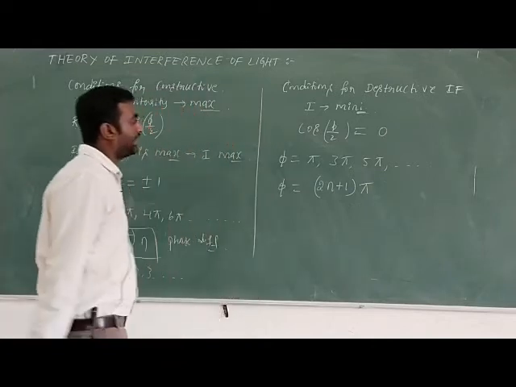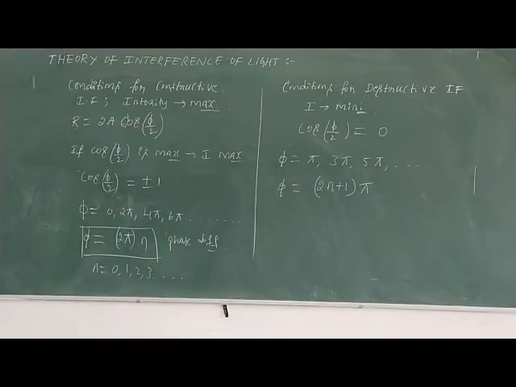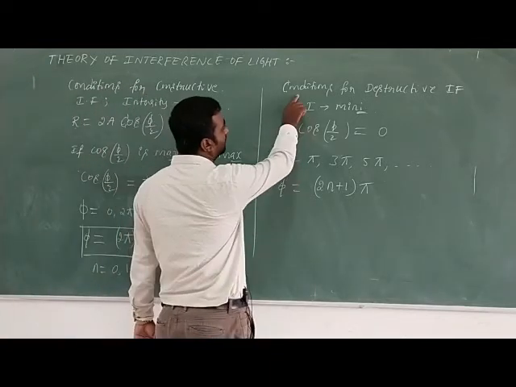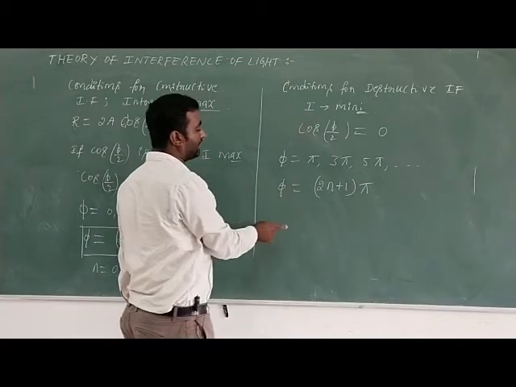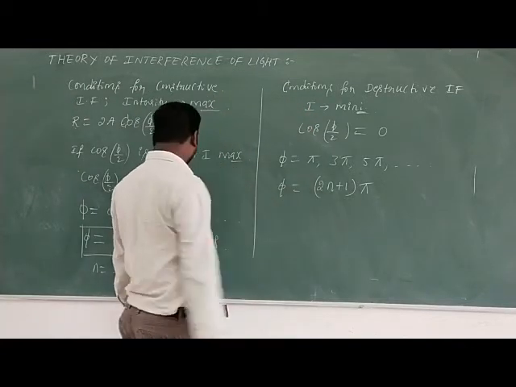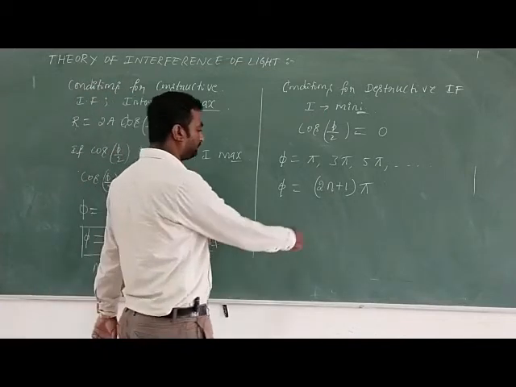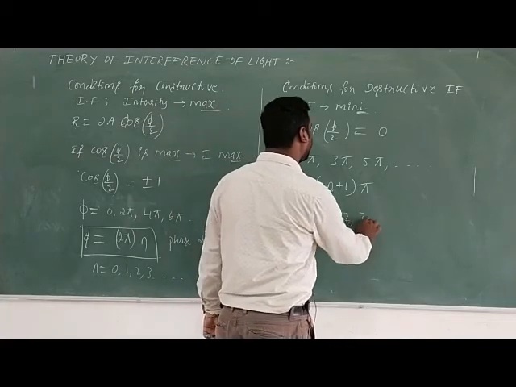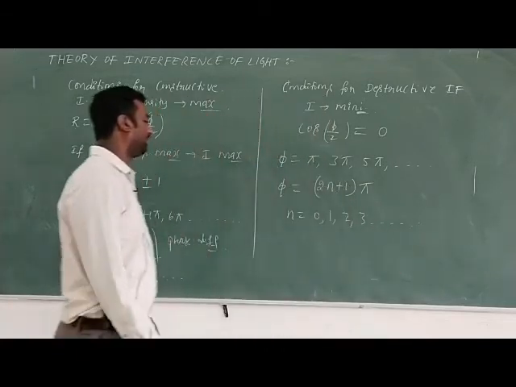It continues for the cos pi by 2 value where the intensity is minimum, because the cos pi by 2 value should be, or must be, equal to 0. That means the phase difference for destructive interference should be an odd multiple of pi. Yes, the condition for destructive interference for the phase difference is that it is an odd multiple of pi. Here n can take the values 0, 1, 2, 3 and so on.